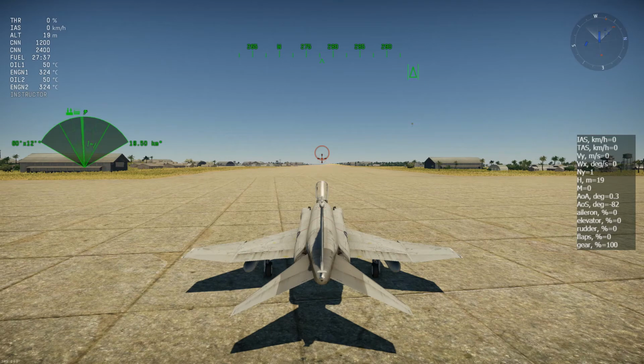Some people call it angle of side slip, whatever your fancy. So that's what that is, and that is in degrees. So it's degrees off center, just like angle of attack, degrees off center. Angle of attack, positive is up, negative is down.